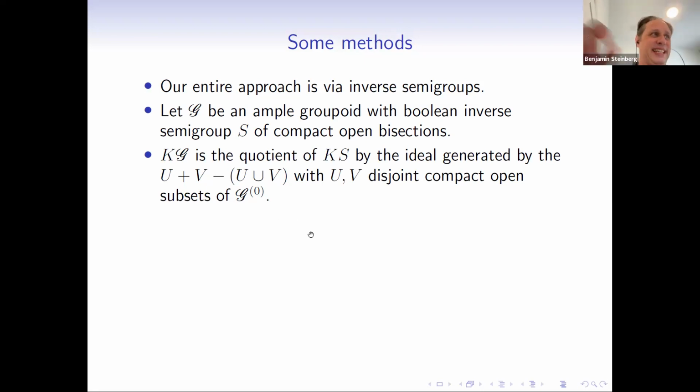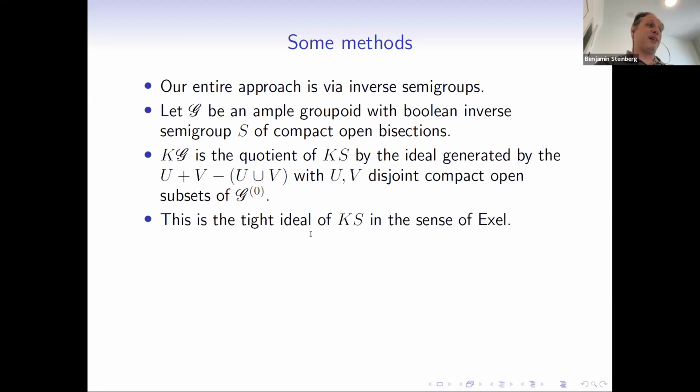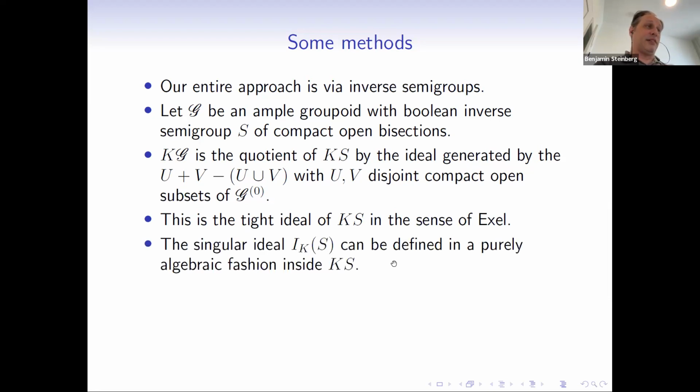I first had this in my original arXiv preprint for the Hausdorff case, but it didn't make the final version of the paper. For the non-Hausdorff case, Buss and Meyer came up with a proof that they sent me by email that they never published, but we put one in our paper anyway, a slightly different proof. And this ideal here is the tight ideal in the sense of Exel for this inverse semigroup. So if you do this tight quotient, you get the groupoid algebra for a Boolean inverse semigroup.